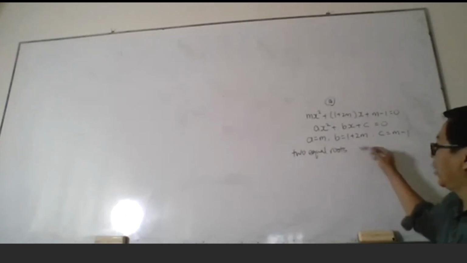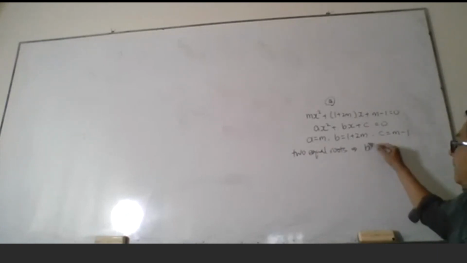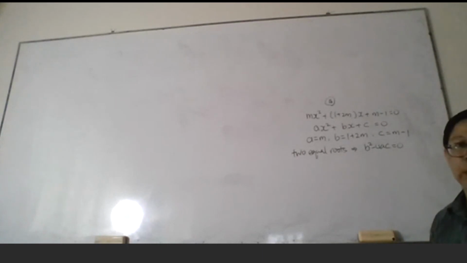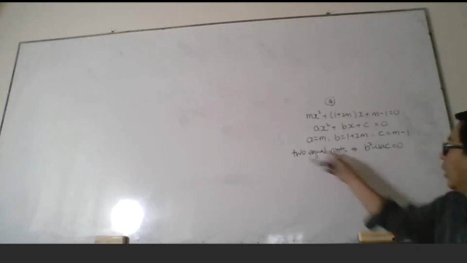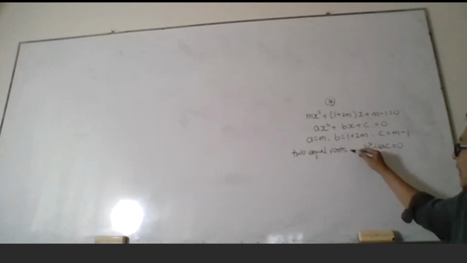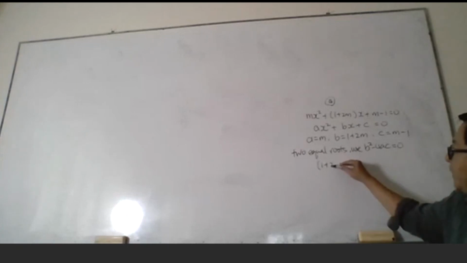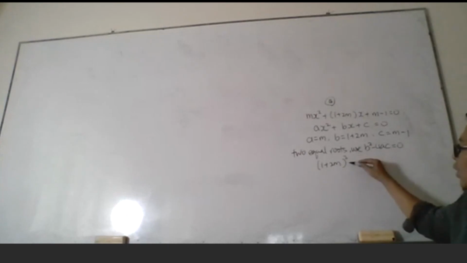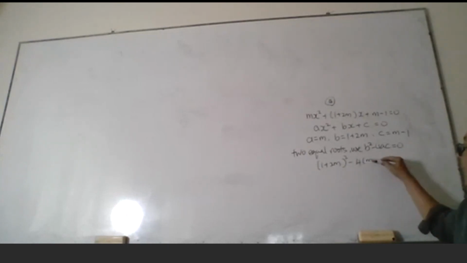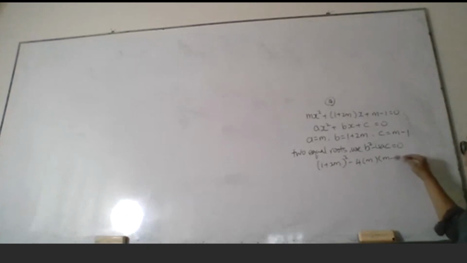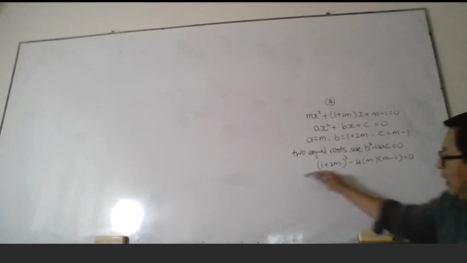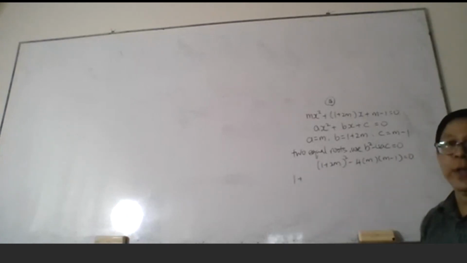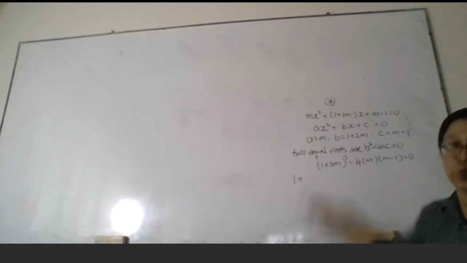Two equal roots actually refers to b squared minus 4ac equal to 0. If the question says two equal roots, then we use b squared minus 4ac equal to 0. And we need to put in all the values for b, for a, and even for c. And of course, we must learn how to expand.